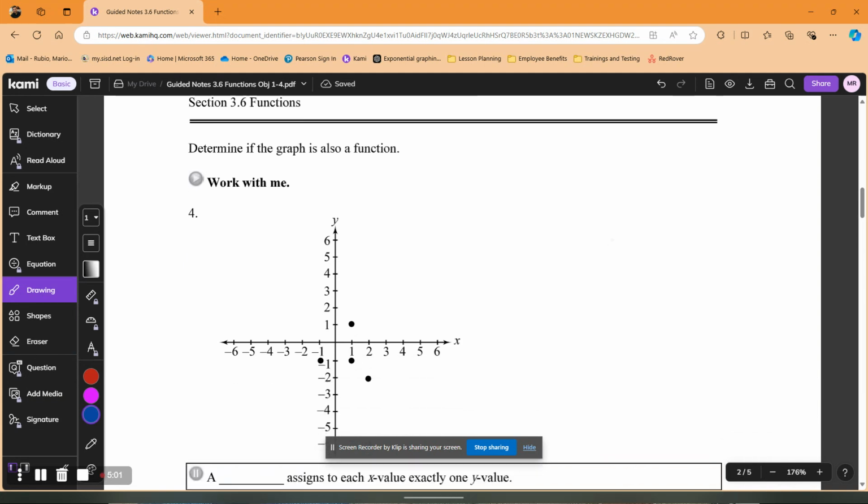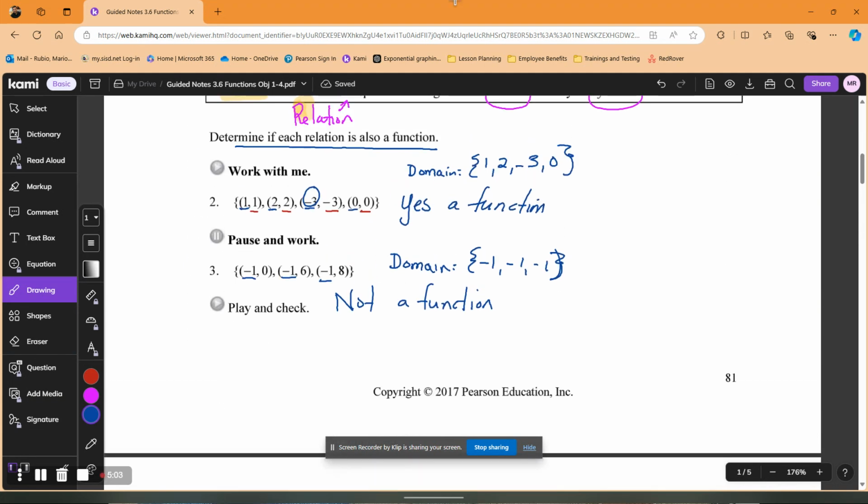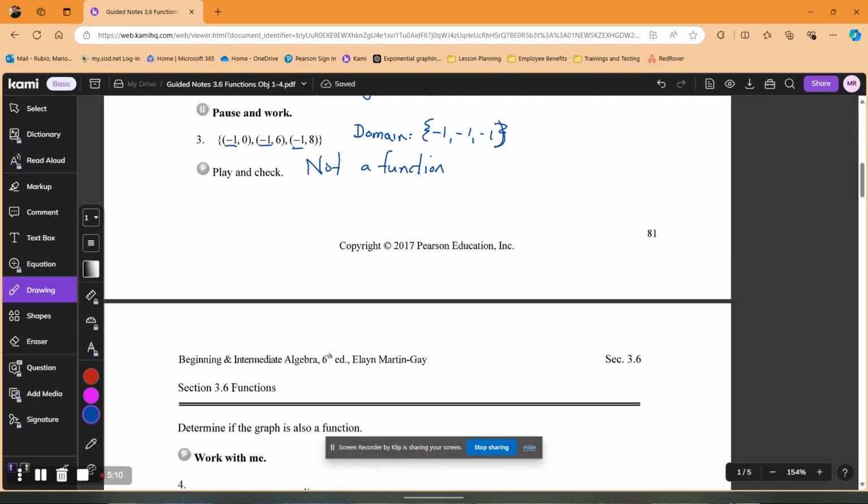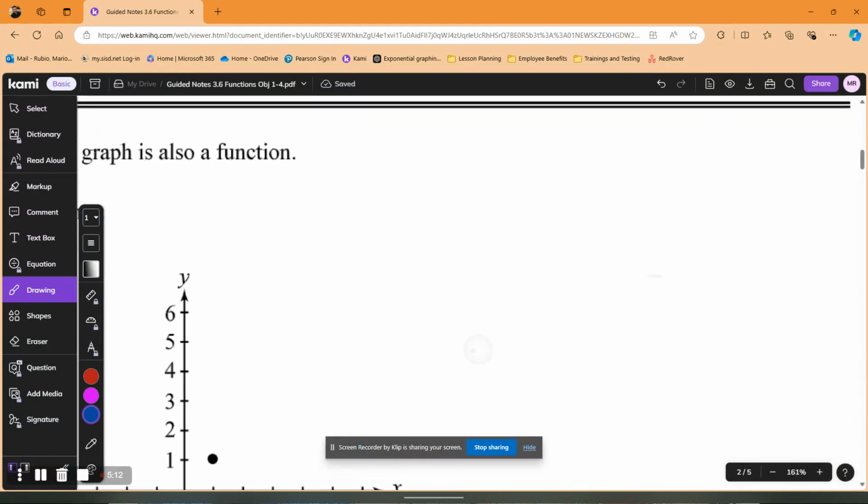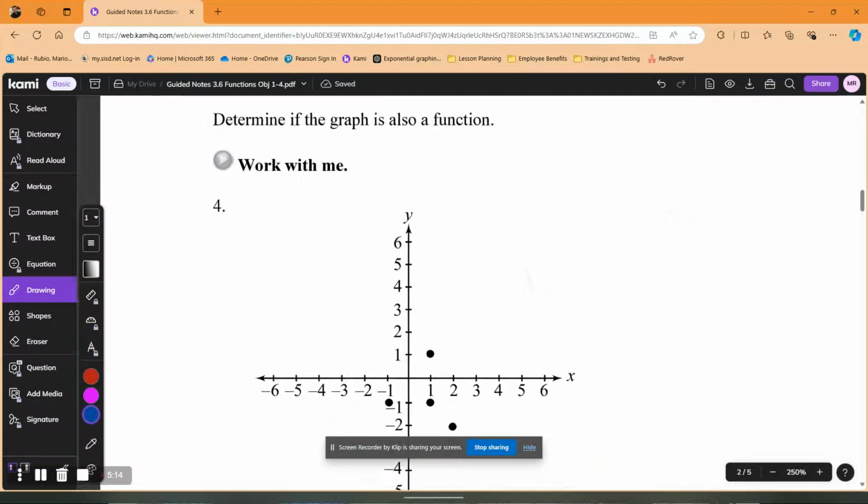Now we've looked at how we find or figure out if something is a function through set notation. Now let's take a look at finding out if something is a function from a graph. Determine if the graph is also a function.